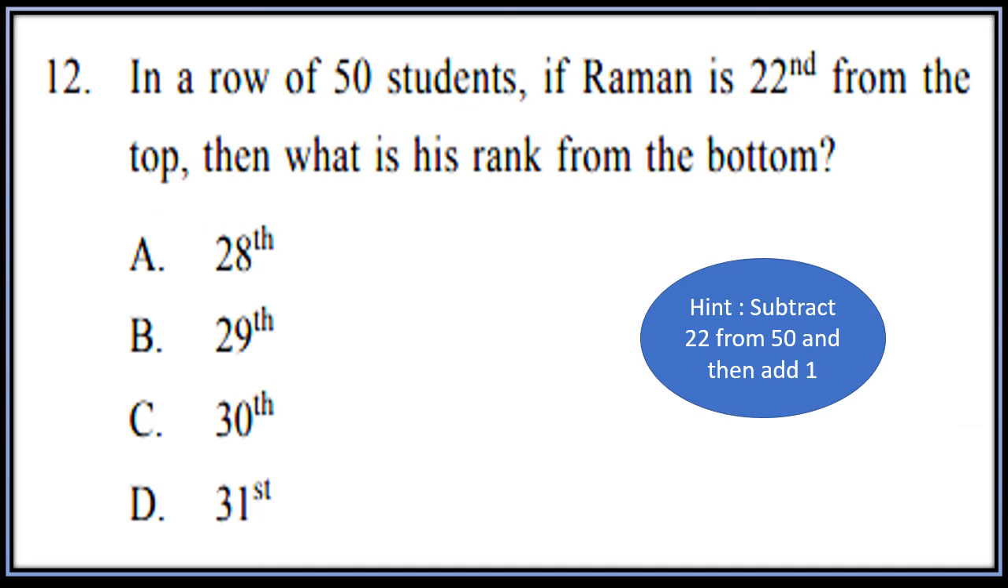In a row of 50 students, if Raman is 22nd from the top, then what is his rank from the bottom? Now we have to find his rank from the bottom. Now in order to find his rank from the bottom, see the hint: subtract 22 from 50 and then add 1. You will get his rank from the bottom.